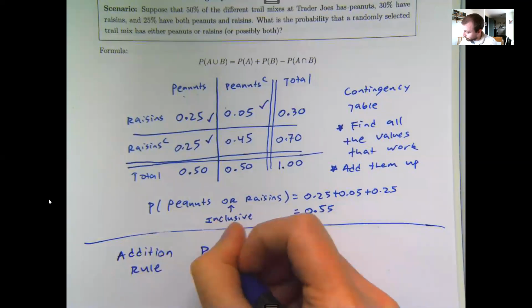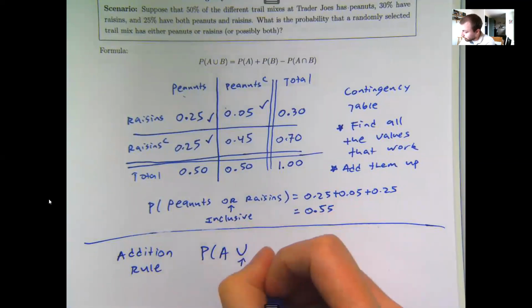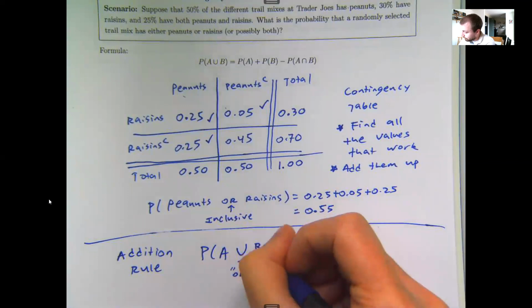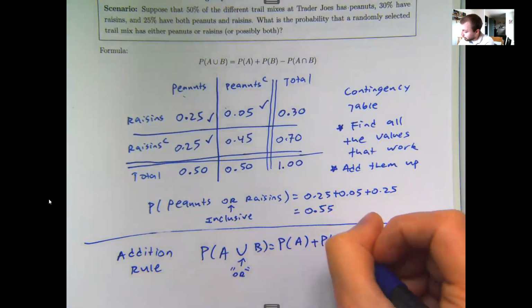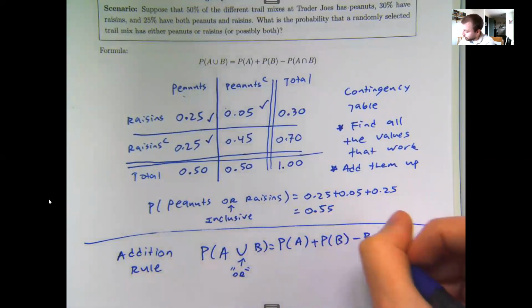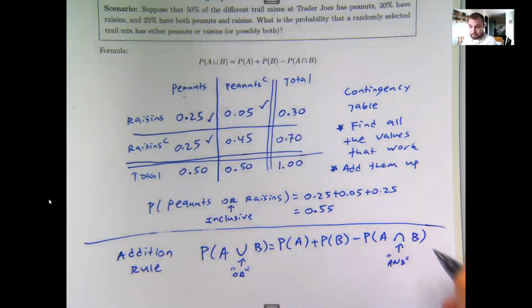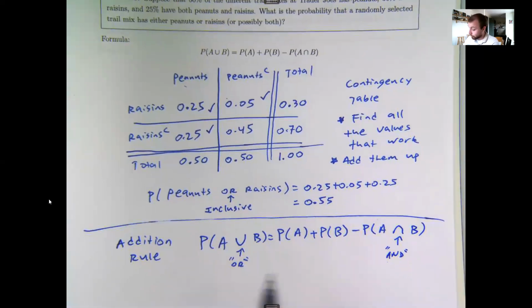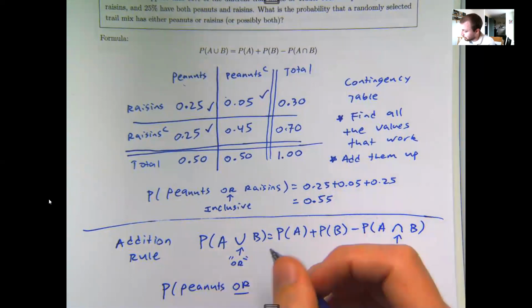The addition rule says the probability of A or B, and when you see this U going up, that means union, that's read as or, is equal to the probability of A plus the probability of B minus the probability of A, and this symbol means intersection, it's where they meet, and B. Let me show you what this is using words. I'm looking at the probability of peanuts or raisins.